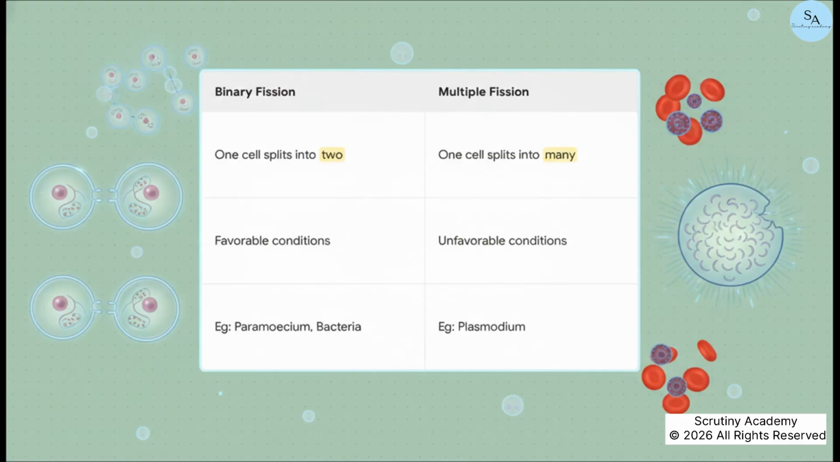Now, pay close attention here, because there are two types. You've got binary fission, bi meaning two, of course, where one cell just splits into two. But then you have multiple fission, where one cell splits into many cells all at once. This has huge implications, especially for something like Plasmodium, the organism that causes malaria. It explains how it can multiply so quickly in our bodies.